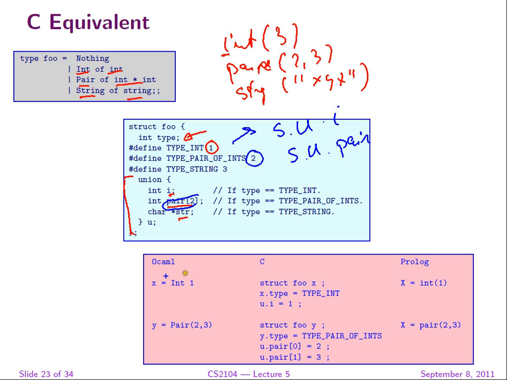So now you see, in terms of usage, in OCaml I would be writing x is int 1. But in C, what do I have to do? Let's say I declare x. Here the structure will be allocated dynamically. Then I have to set the type, which is the int, and I have to set the data corresponding to that type, the 1. If I have y being pair 2, 3, I have to set the type, and then set the data corresponding to that type, which is two components. In Prolog, I would have similar simplicity: X is bound to int 1, X is bound to pair 2, 3.